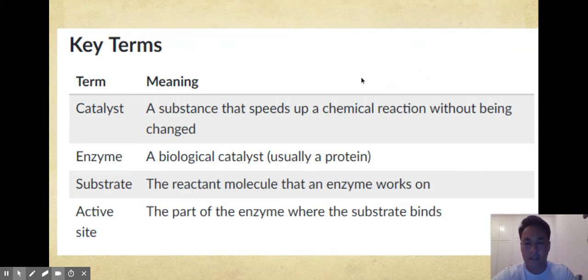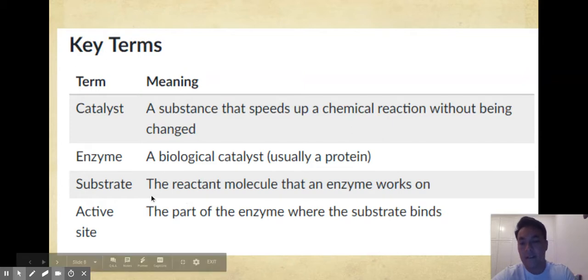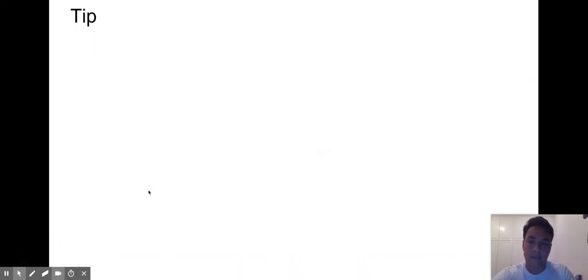All right, here's just some of those key terms from Khan Academy. So the enzyme is a biological catalyst, almost always a protein. The substrate is whatever molecule is being worked on, and the active site is where it binds. So in our experiment, the substrate was hydrogen peroxide. That's what the enzyme catalase is working on.